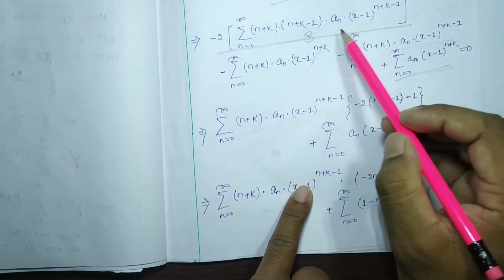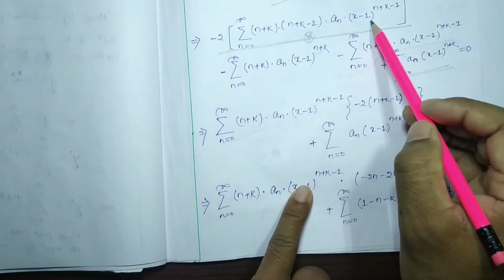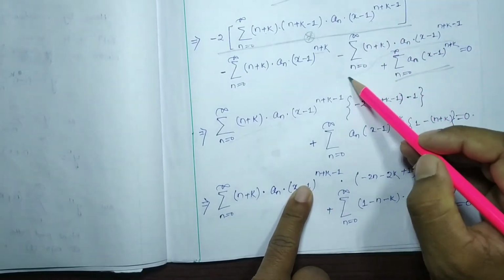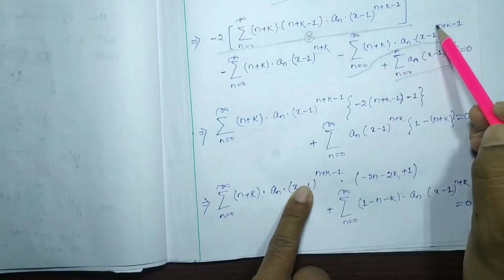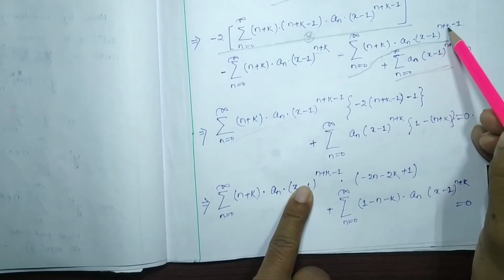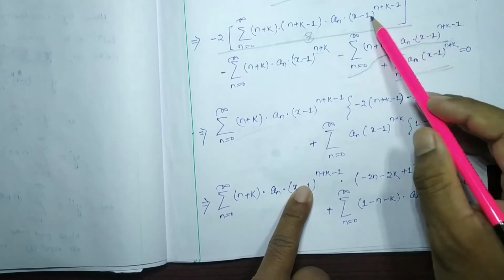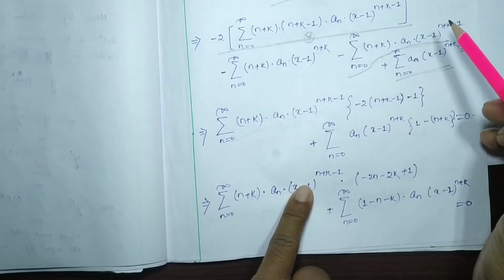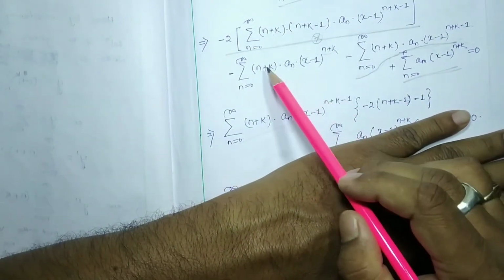For the first term, x minus 1 power is how much? n plus k minus 1. The third term also has the same power, n plus k minus 1. So x minus 1 has the same power, n plus k minus 1, and this can be taken common, and the coefficients are simply going to add up. So first we are going to do that, then we have to consider the other two terms.